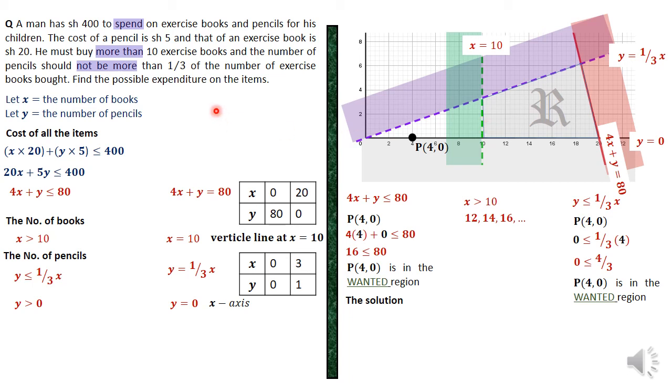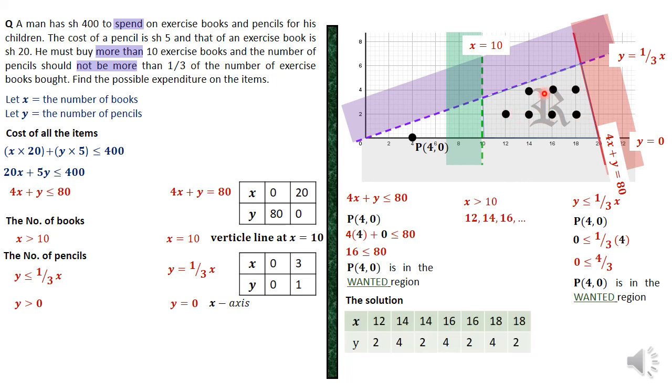Now the question was what the possible expenditure on these items is. It should be picked such that it is anywhere within the region I've represented with the letter R. And so we have a combination of many points. There are about 12 points, but I've just picked a few of them. This point, this one, that one, all the points that have come on the screen there. And I've also recorded them here. The point (12, 2) means the number of books should be 12 and the number of pencils should be 2, or (14, 2), (14, 4), (16, 2), (16, 4), (18, 2), (18, 4) for books and pencils respectively.